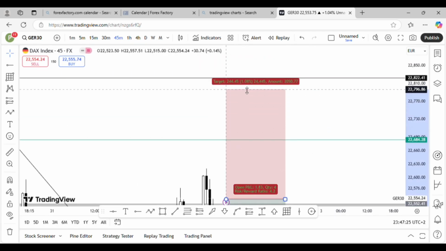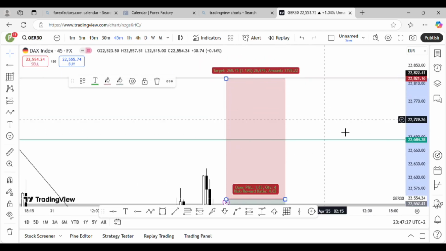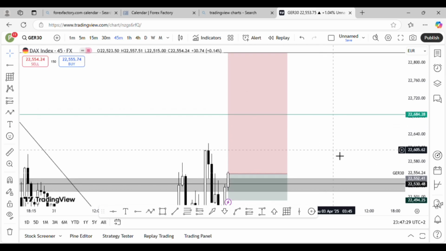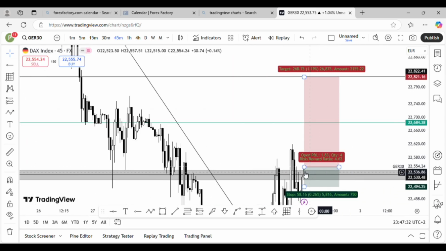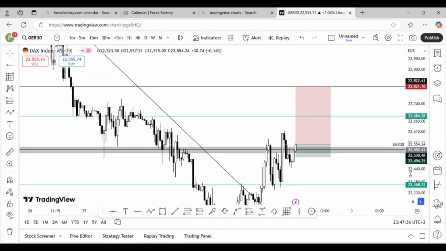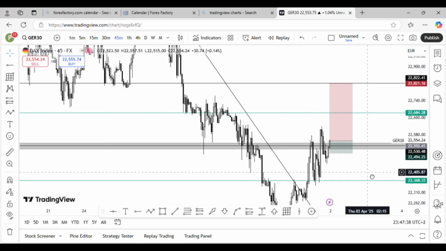So what are we looking for? Equilibrium to equilibrium. That's how you trade this thing. Equilibrium to equilibrium, that's how simple it is. I won't lie to you guys.